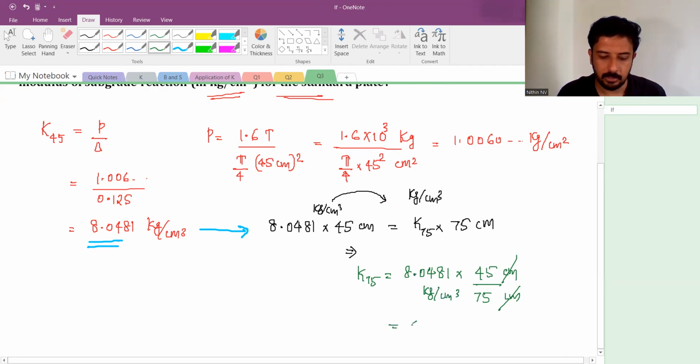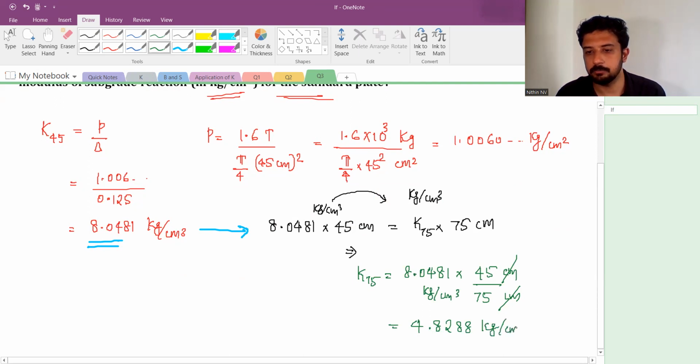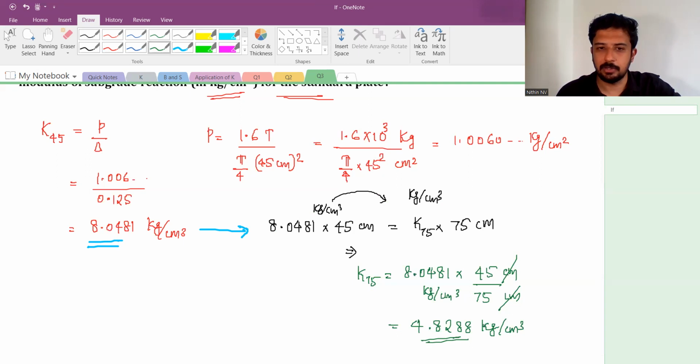Now that is going to be 4.8288. So let me just clarify. So that into 45 divided by 75, 4.8288 kg per centimeter cube. Understood? Obviously, you are going to get a reduced value. Okay, that's it. So this is how we are going to calculate the K75.